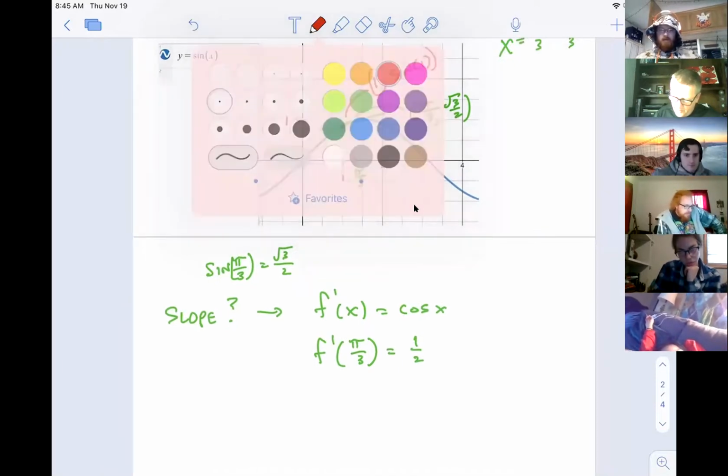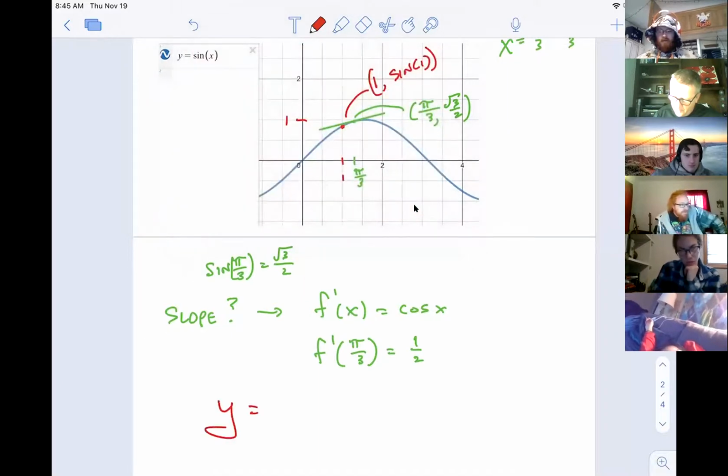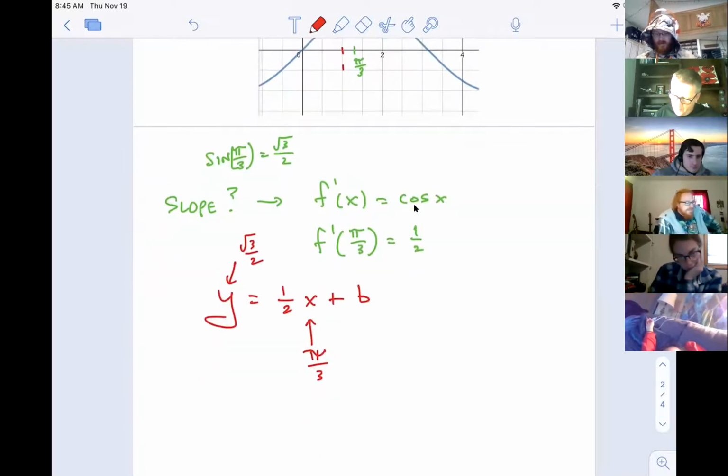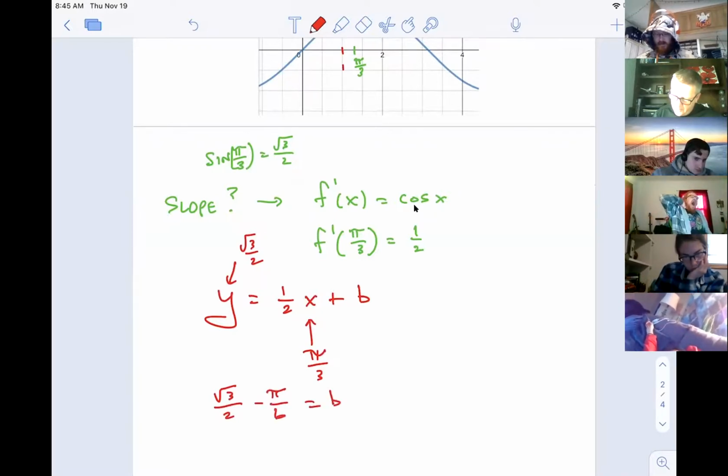So I like finding the equations of lines kind of the, I don't know, the old-fashioned way. I don't like to use a formula because I'm just going to forget that formula. I like to think, I know the slope goes there, and I know that x is pi over 3, and I know that y is supposed to be the square root of 3 over 2. So let's see, what does that imply? The square root of 3 over 2. I'd have pi over 6, but I'd have to subtract that to the other side. So isn't that b?